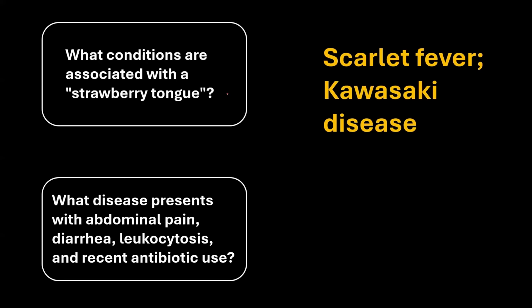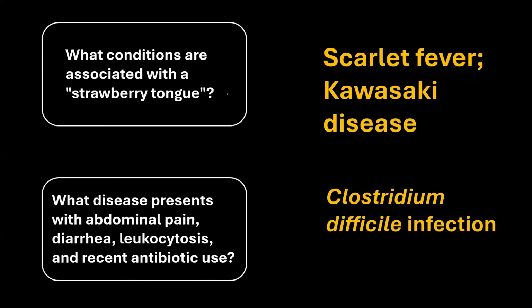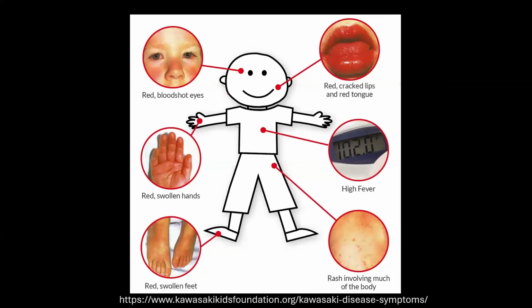Good. And then what disease presents with abdominal pain, diarrhea, leukocytosis, and recent antibiotic use in adults? Let's say they're on clindamycin. Yeah, good. C. diff. And what's a complication of C. diff? Yep, toxic megacolon and like pseudomembranous colitis. So here is Kawasaki disease.